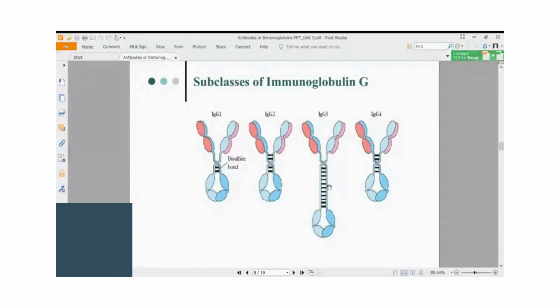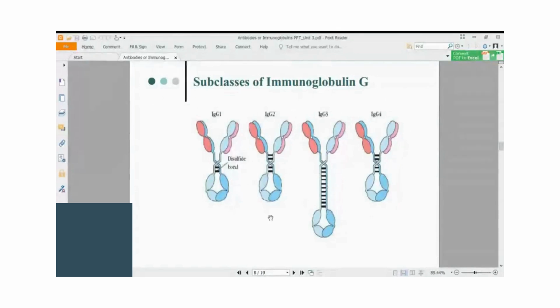And what is the role of these different IgG class of immunoglobulin? Let us see. So IgG1 and G3 and G4.